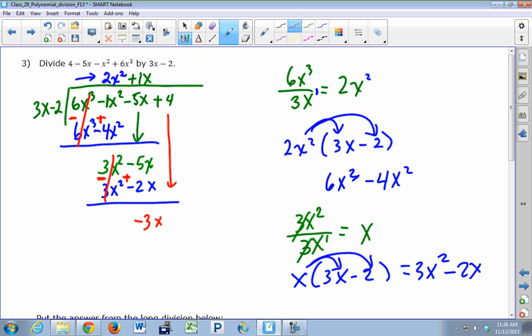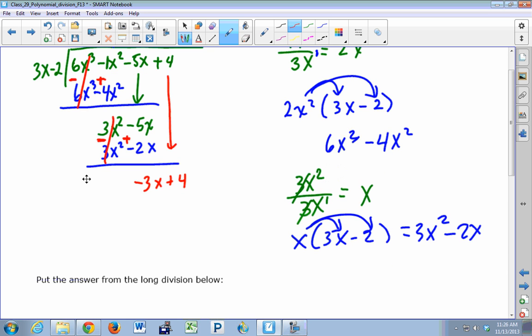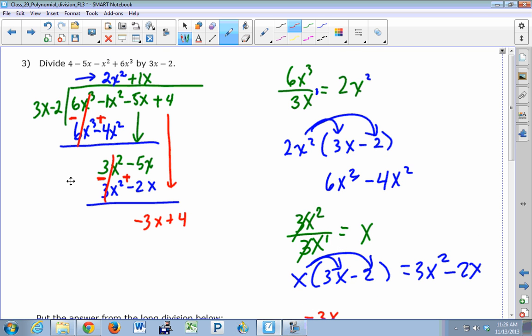You bring down your next term, which is plus 4. And you've got one more division. You have negative 3x divided by 3x, which gives you negative 1. And that goes in your very last place. You line up your like terms, and there you go. And then negative 1 times 3x is negative 3x. And negative 1 times negative 2 is plus 2. And then you have to change both signs. That goes to 0, and we have a remainder of 2.